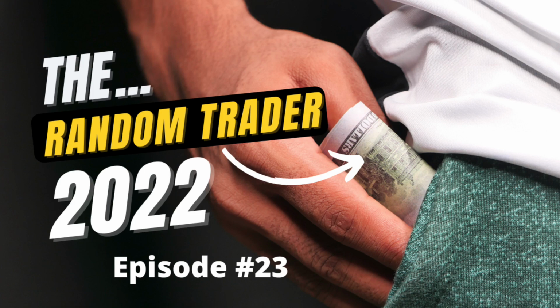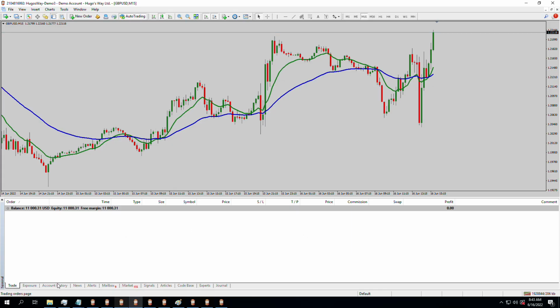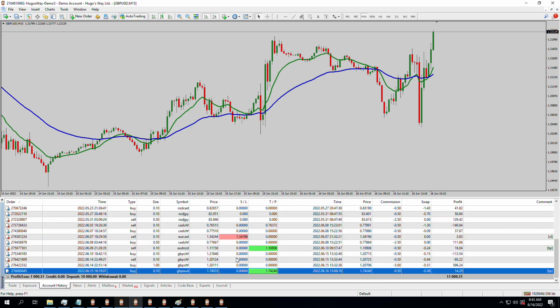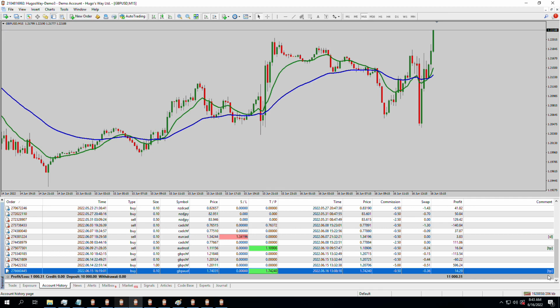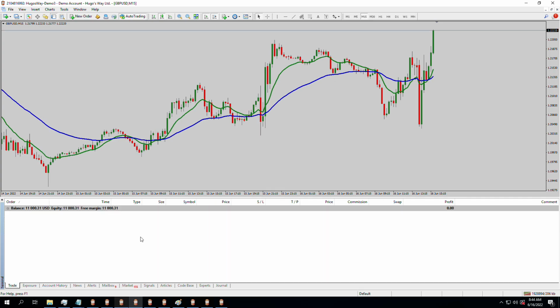Let's go to the charts. As you can see, no trades are currently open, so let's look at account history. The last trade we randomly took was GBP AUD. That was yesterday. I had set a take profit at $14.29, and you can see in the comments area, TP means that it hit that automated take profit. So we are in profit on the previous random trade. Once again, in total profit on this account is $1,000.31. Now let's go back to the trade terminal.